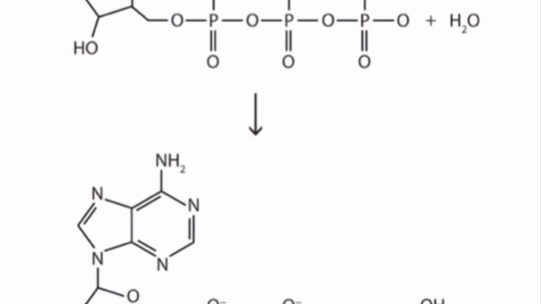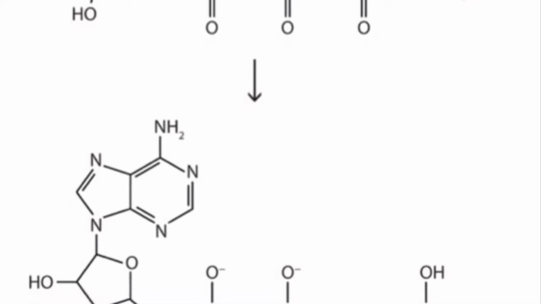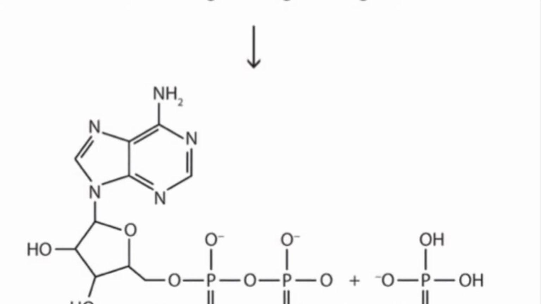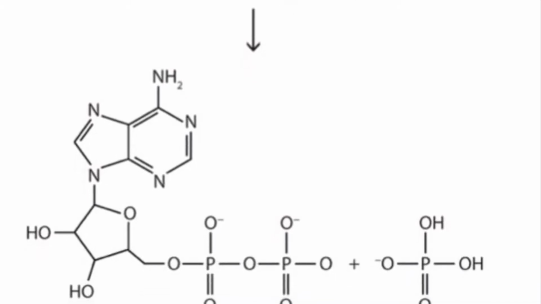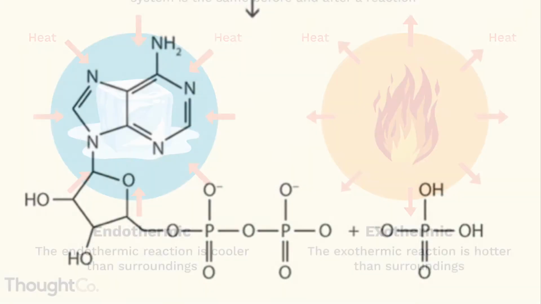In the event that the cell has excess energy, ADP is converted back to ATP with 7.5 kcal/mole plus inorganic phosphate plus ADP, which results then in ATP and H2O. This process is an endothermic reaction.